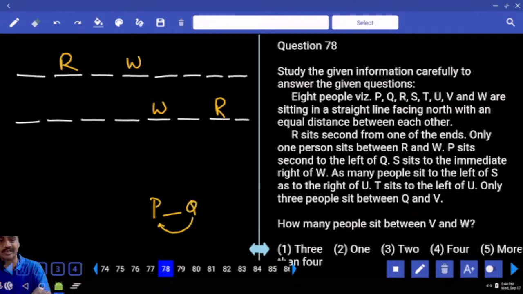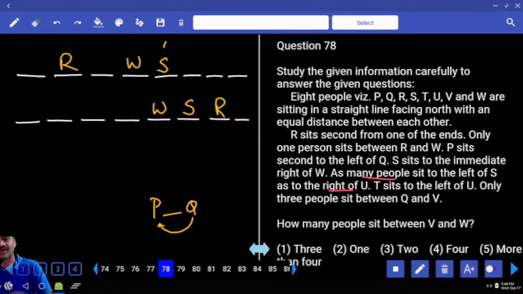S is to the immediate right of W. Hence P and Q must be in the alternate places. S is to the immediate right of W. Then as many people to the left of S, right of U. Left of S how many? 4 people. Right of U how many? 4 people. Is it possible? No. Then U and W must be in the same place. Are you getting this one or not? And this case is ruled out.